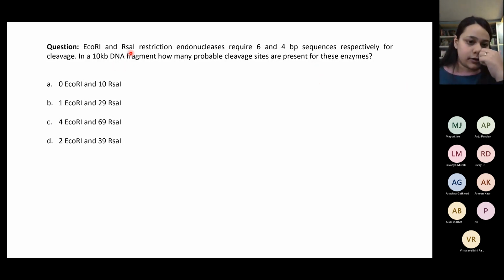So let us solve this numerical. I don't expect you people to know all the answers, but what I'm here for is for you to address different kinds of questions, so that if in future you come across such questions, you will be able to answer them, right? So let us move towards the solution.